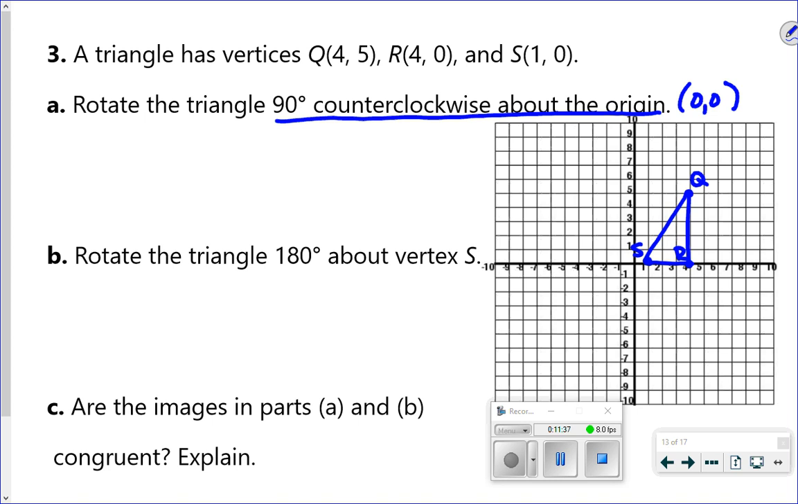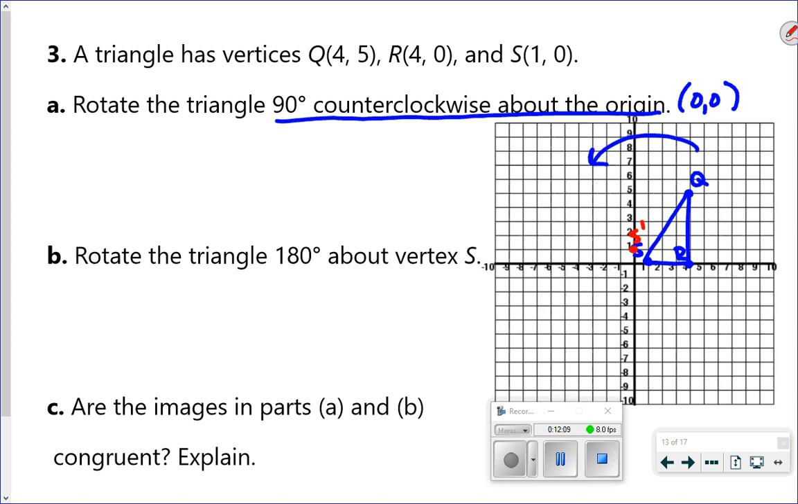Rotate the triangle 90 degrees counterclockwise. So counterclockwise is this direction. I'm imagining that entire thing being flipped. So if I'm thinking about it in my mind and I'm flipping the whole thing, originally my point was 1, 0 for S. If I rotate that 90 degrees, instead of being over 1 and up 0, now it's going to be over 0 and up 1. It's actually going to be at this point right here, which is 0, positive 1.